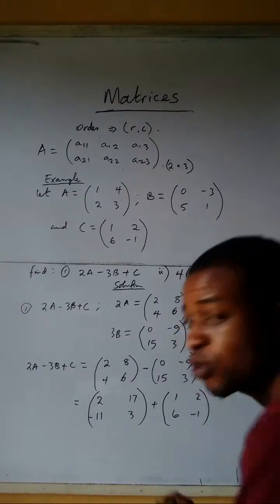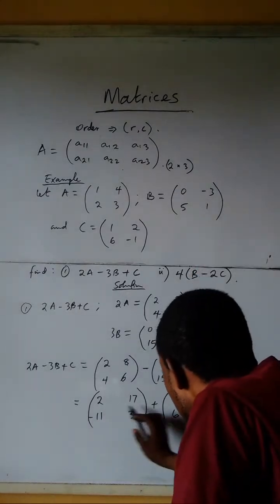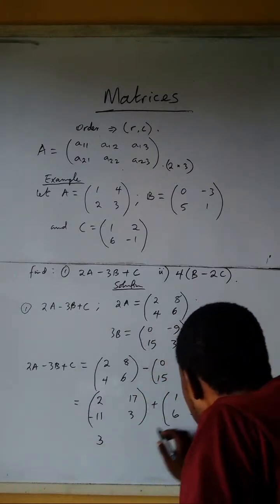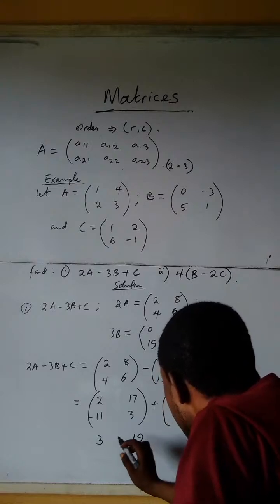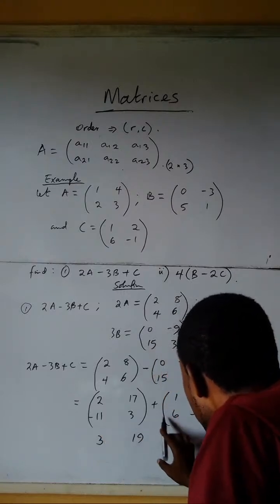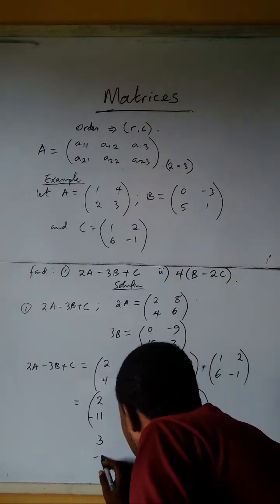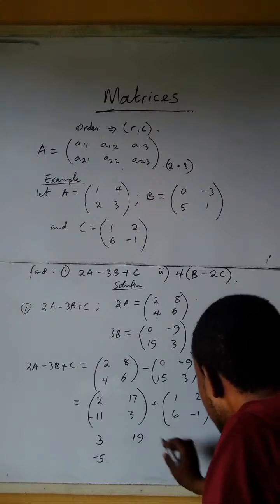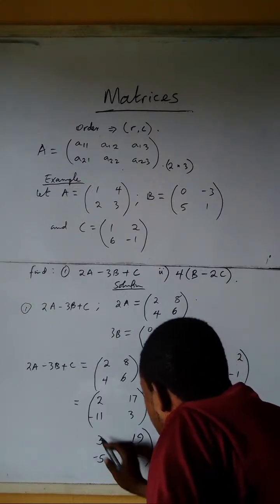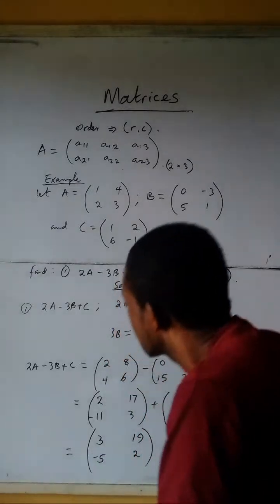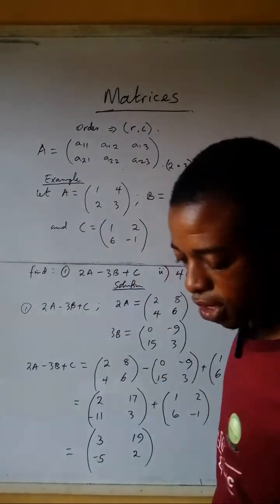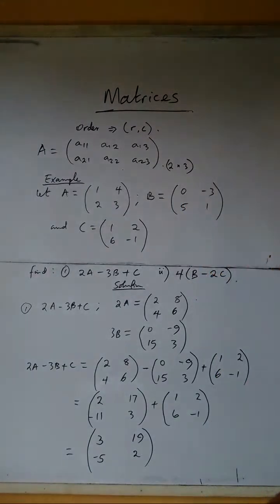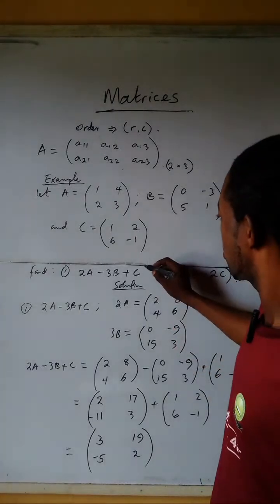Then here we had also the corresponding element. 2 plus 1 here becomes 3. That's 3. Then 17 plus 2, we have 19. Then minus 11 plus 6, that becomes minus 5. Then 3 plus minus 1, that's 3 minus 1, that's 2. And here we have the final answer to 2A minus 3B plus C as 3, 19, minus 5, then 2. So that's the first question solved.